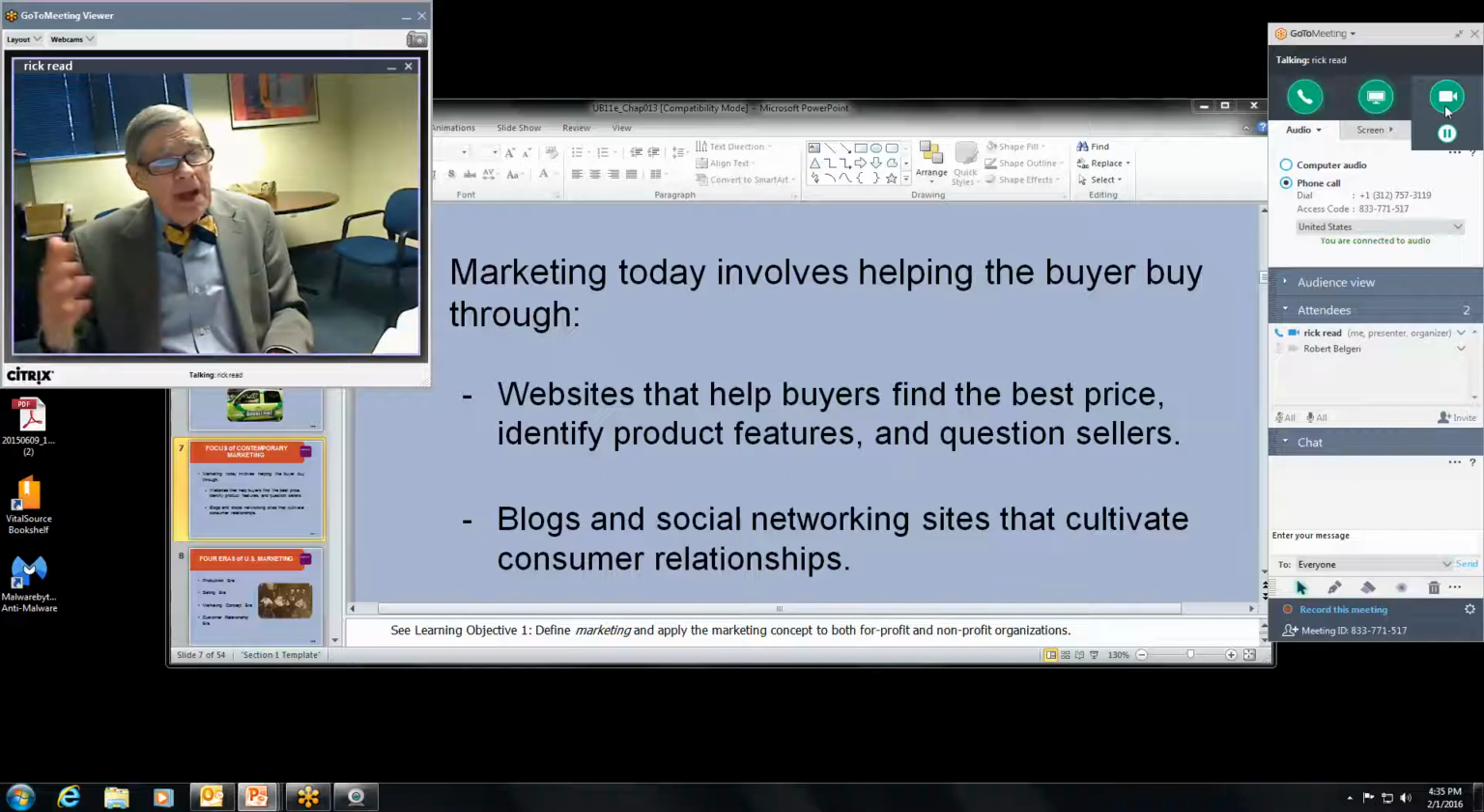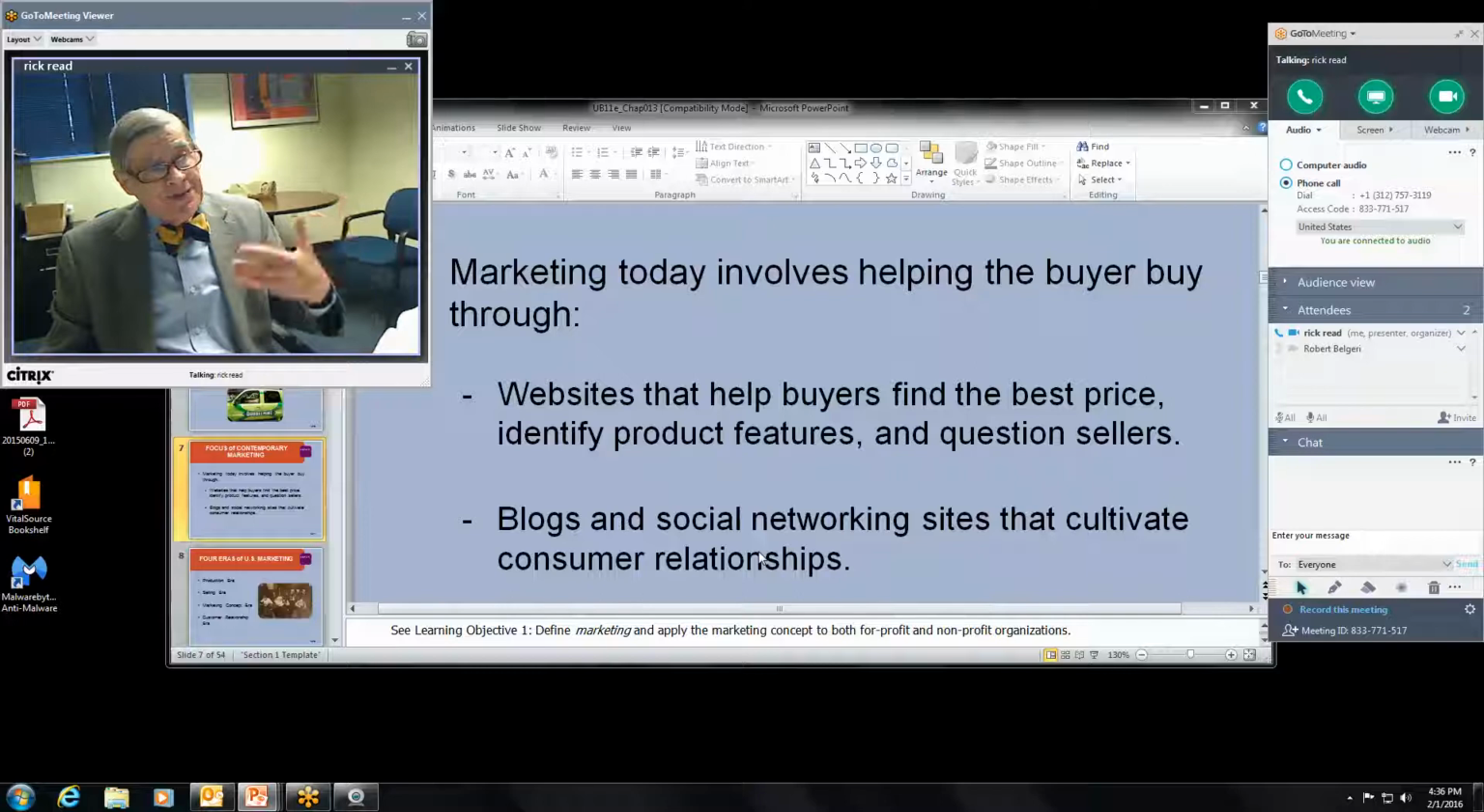Helping buyers buy, there's a number of ways to do that, and I'm not going to go through this thing, but one of the things we found today is the use of social media and blogs and things of that nature to keep your product in front of the people you're trying to attract to buy. I don't know how successful they always are, but I know how prevalent they are.